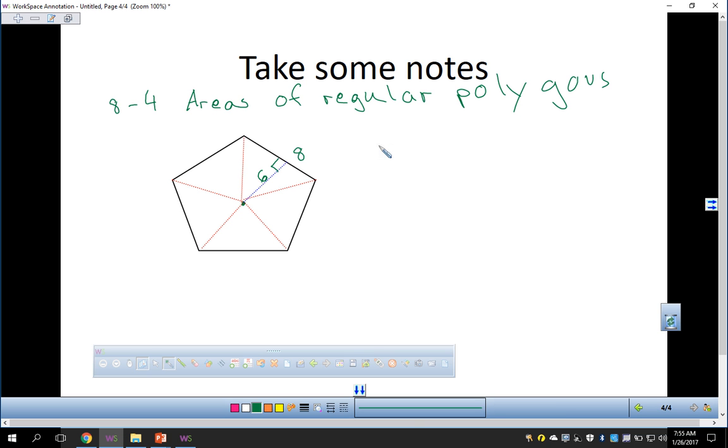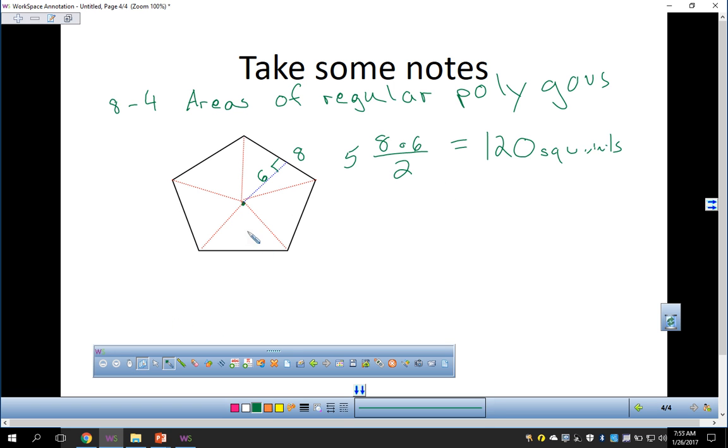Right? I'd have base times height, 8 times 6, divided by 2. That's the area of one triangle. And then I'd have 5 of those. Yes? Okay, so that would be 24 times 5. What's that, 120? 120 square units, whatever they are. Is that 120? 24 divided by 2. Okay?